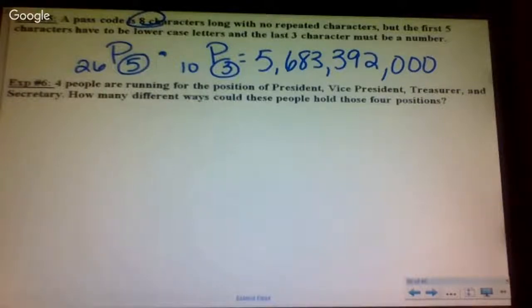4 people are running for president, vice president, treasurer, and secretary. How many different ways could these people hold these 4 positions? Again, when it's specific positions, think permutations. So, how many people do I have to choose from? 4. How many positions do I have to fill? 4. 4 permutate 4 is 24.